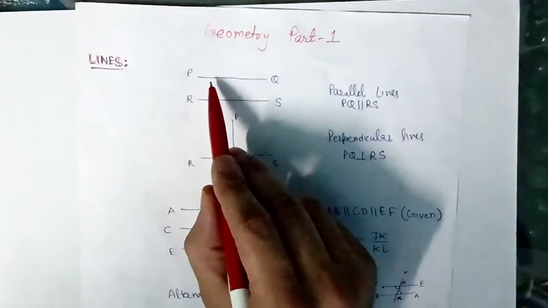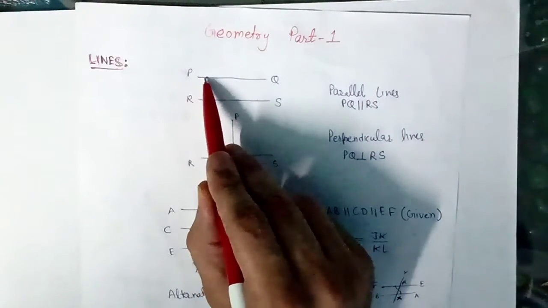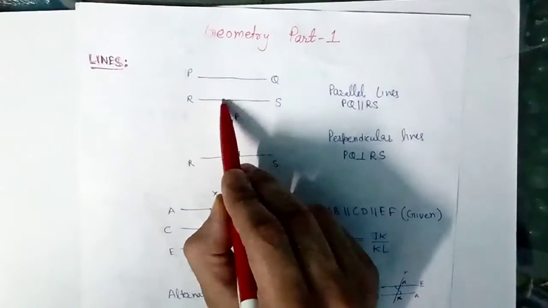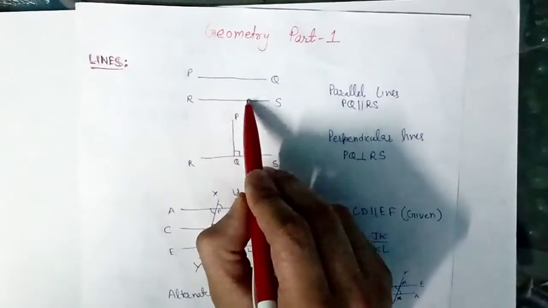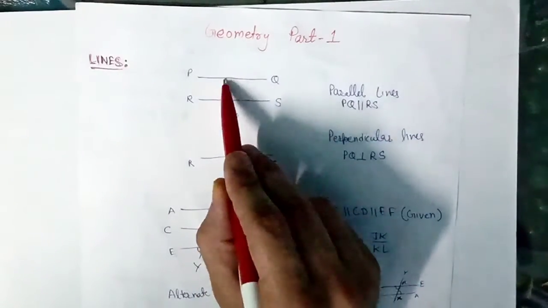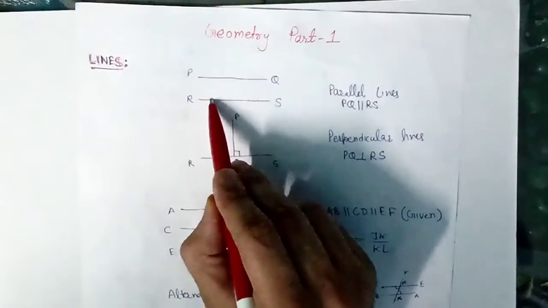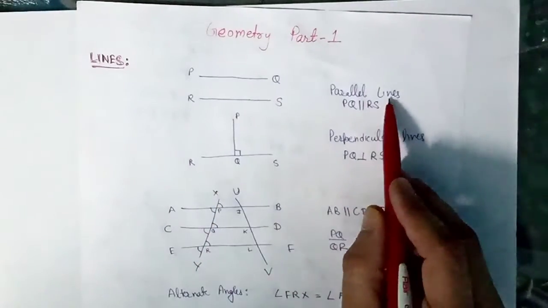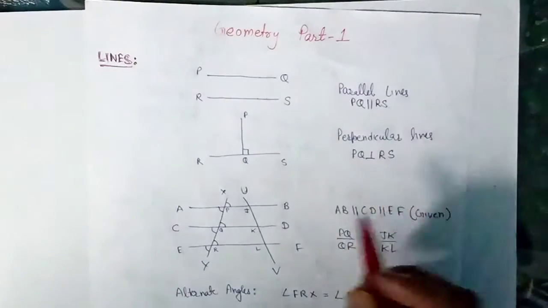Again, the points between this line and this line are equidistant. Every point on this line is at the same distance. To check this, we draw a perpendicular, and all the perpendicular lengths will be the same. So we call them parallel lines.